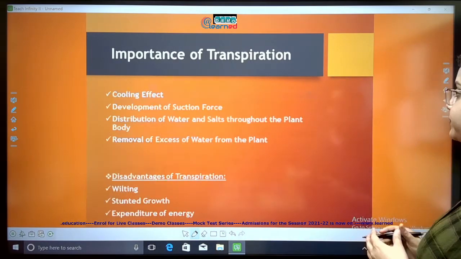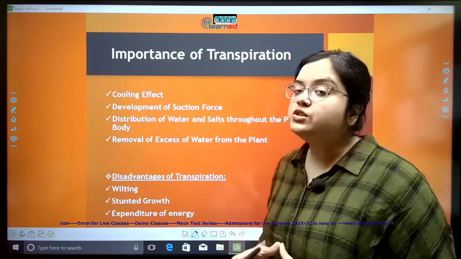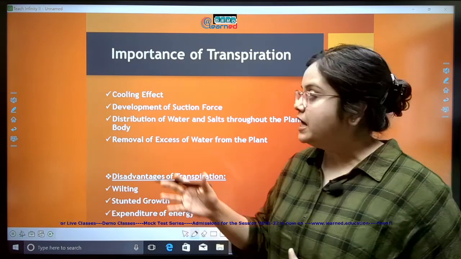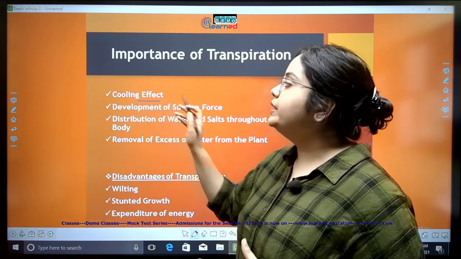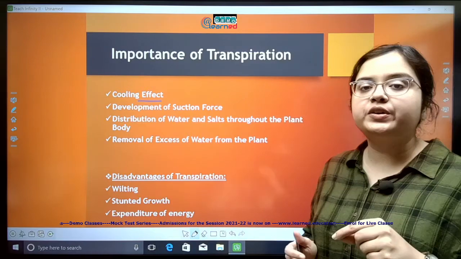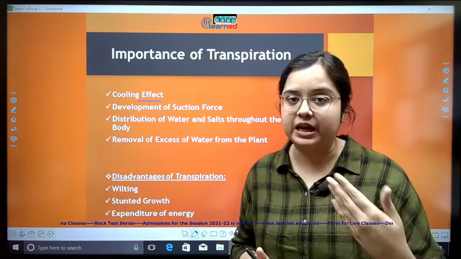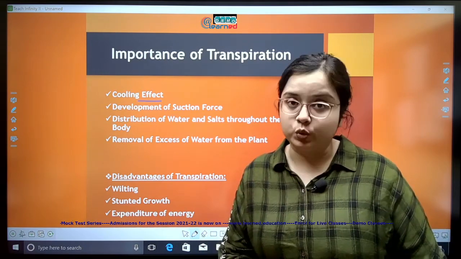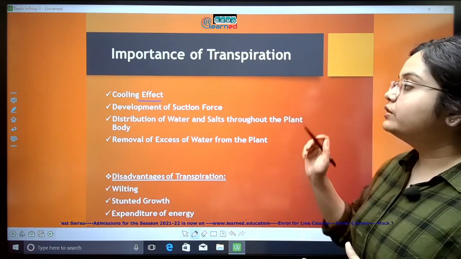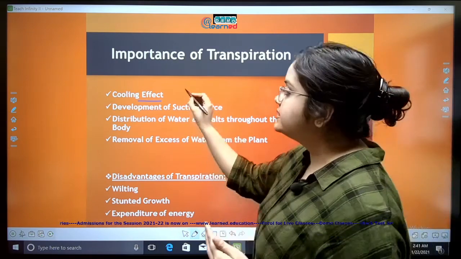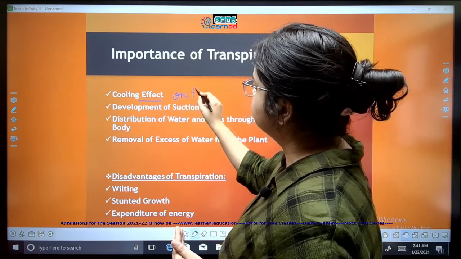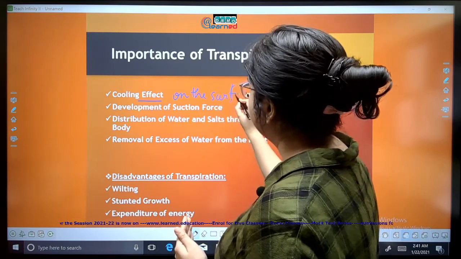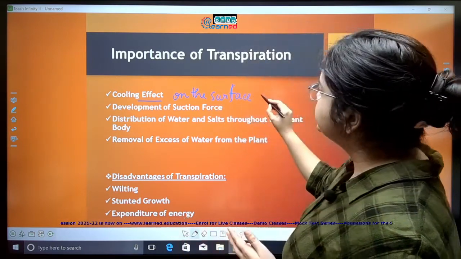Moving on, first of all, the importance of transpiration. Now, how is the plant getting benefited? The first point is the cooling effect. As the water vapor evaporates from the plant surface, the plant surface gets cooled as a result. So that produces a cooling effect on the surface of the leaves of the plants.